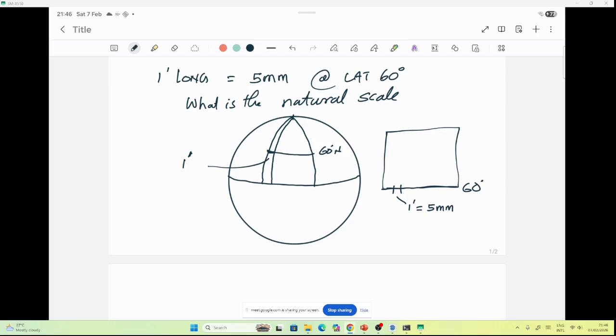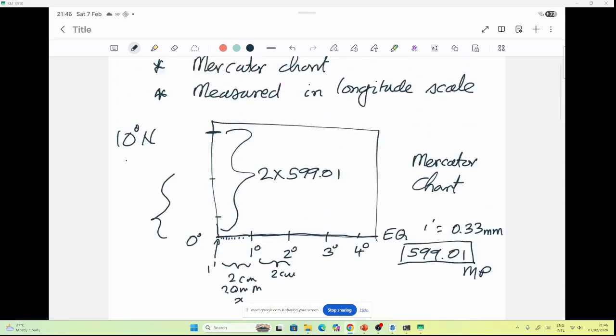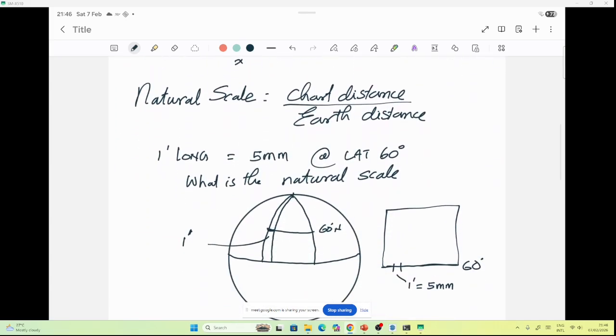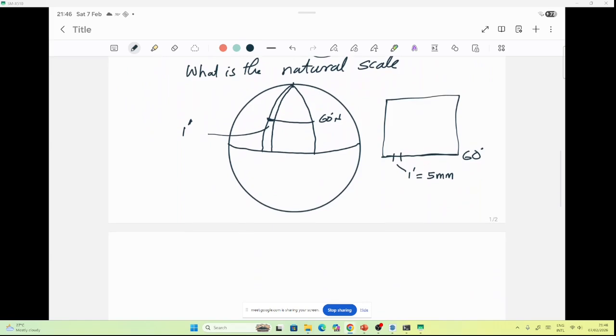Yes, sir. Okay, this is 5 millimeter. Okay, right. So what we have to find out here is that as per the natural scale, chart distance needs to be divided by the distance at that latitude. So here you can see chart distance is 5 millimeter.